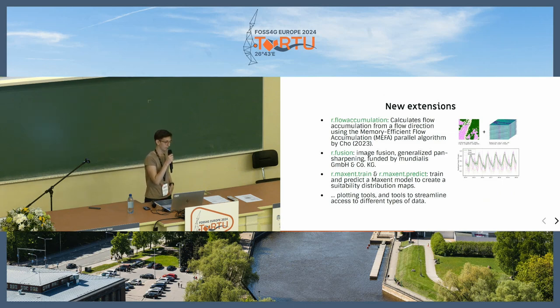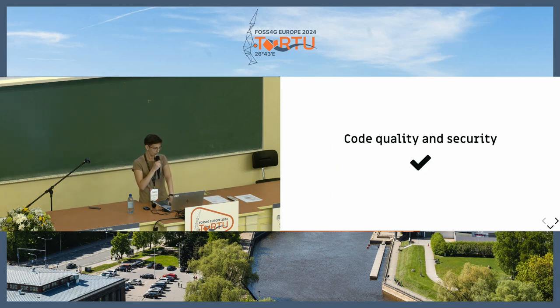There are also different new extensions contributed by the community. So a new parallel algorithm for flow accumulation, new algorithms for data fusion, new modules for training and predicting species distribution modeling, like Maxent, and many different plotting tools and tools to streamline access to different types of data. I will also show you a bit more in the next slides.